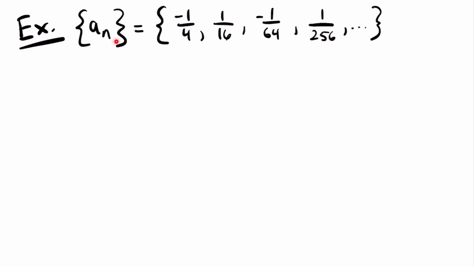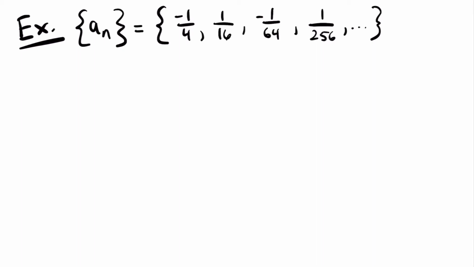All right, so here's our next example. We have the sequence a sub n is equal to this list of terms: negative 1/4, positive 1/16, negative 1/64, and positive 1 divided by 256. And so this is similar to one of our previous examples where we don't have the nth term of our sequence written out for us. We instead have a list of terms.